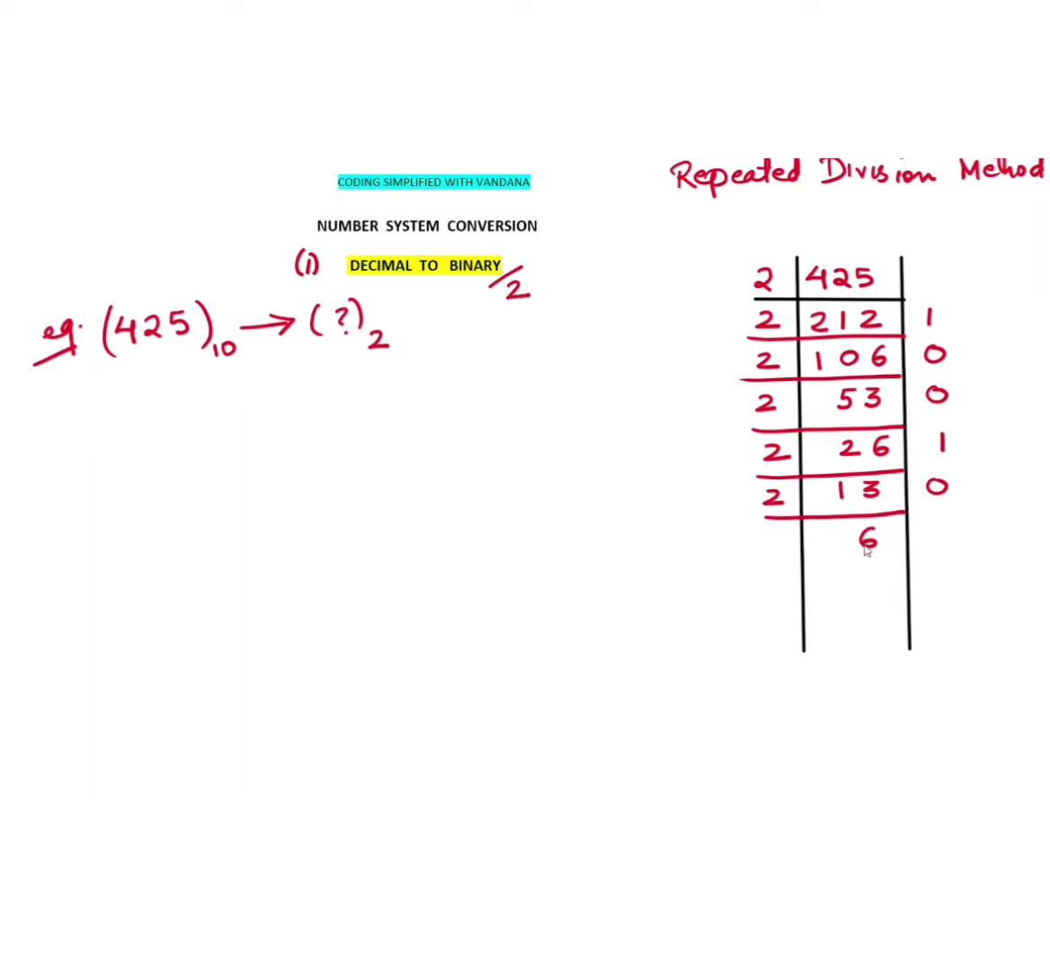Next it is 6 with 1 as the remainder. And finally it is 3 with 0 as the remainder, and 1 with 1 as the remainder. Now here we will stop because finally we have got a 1 at this place. So this 1 will be carried forward and written over here. And now the numbers over here, as you can see, these are binary digits only, 1 and 0.